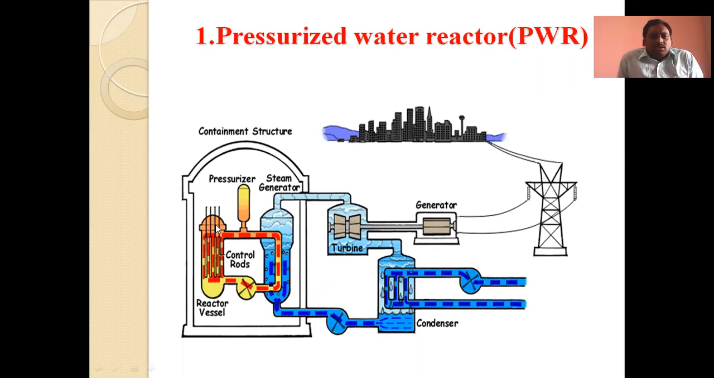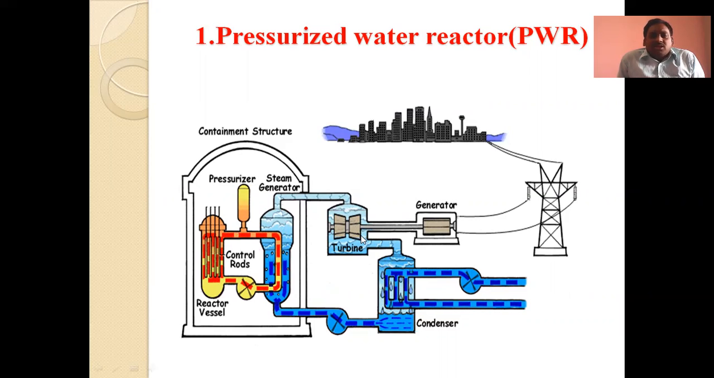In this reactor, heat is produced with the help of nuclear fission, and that heat is carried by the coolant and fed to the heat exchanger. This is the heat exchanger or steam generator, which contains water. When the coolant transfers heat to the water, steam is produced and fed to the turbine.